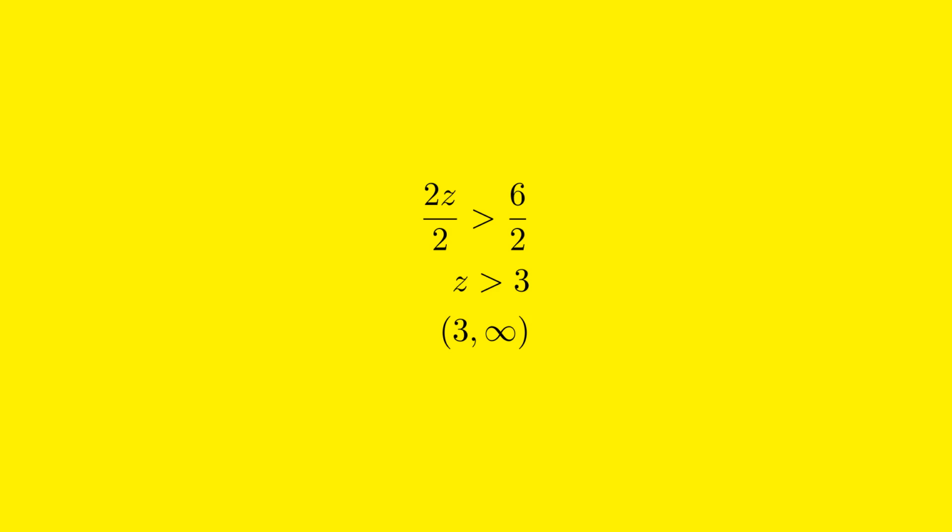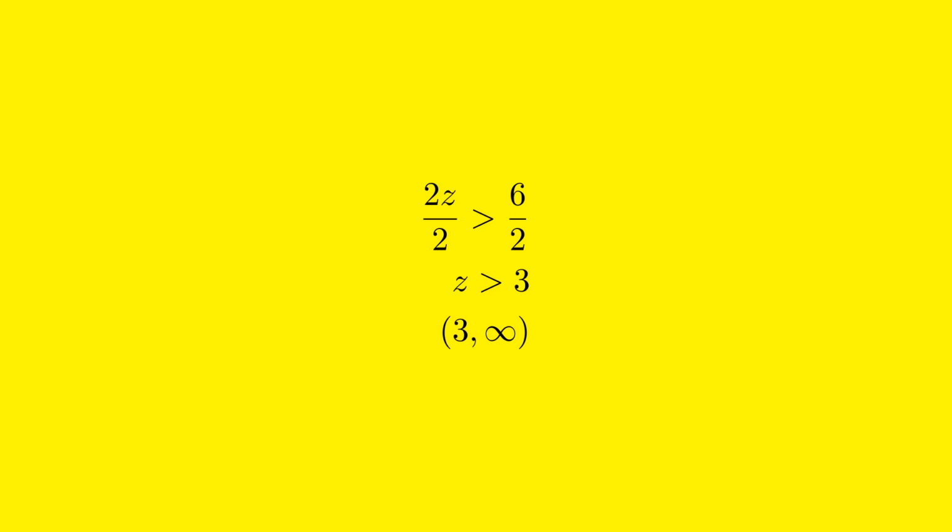This operation will look like this: 2z divided by 2 > 6 divided by 2. Simplifying both sides, we get z > 3. Now, we have successfully isolated the variable z and found that z is greater than 3. This is the solution in inequality form.